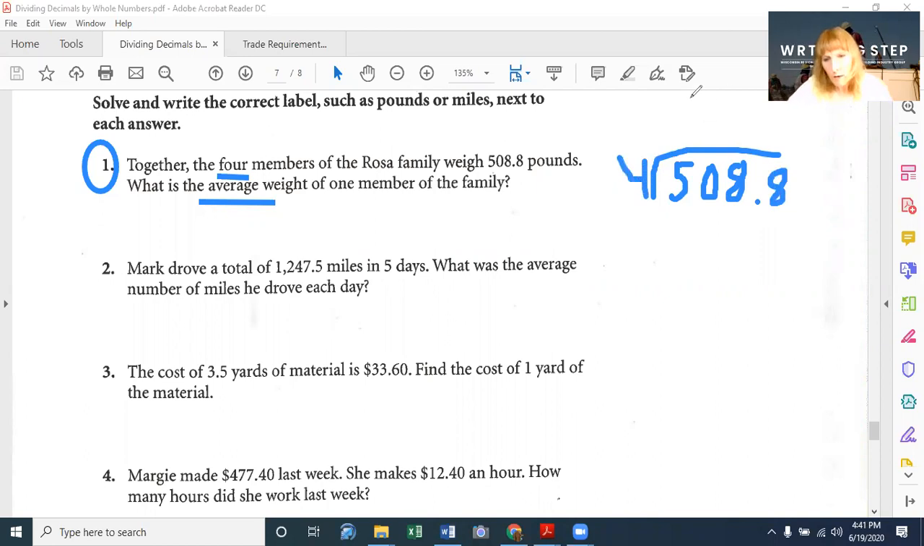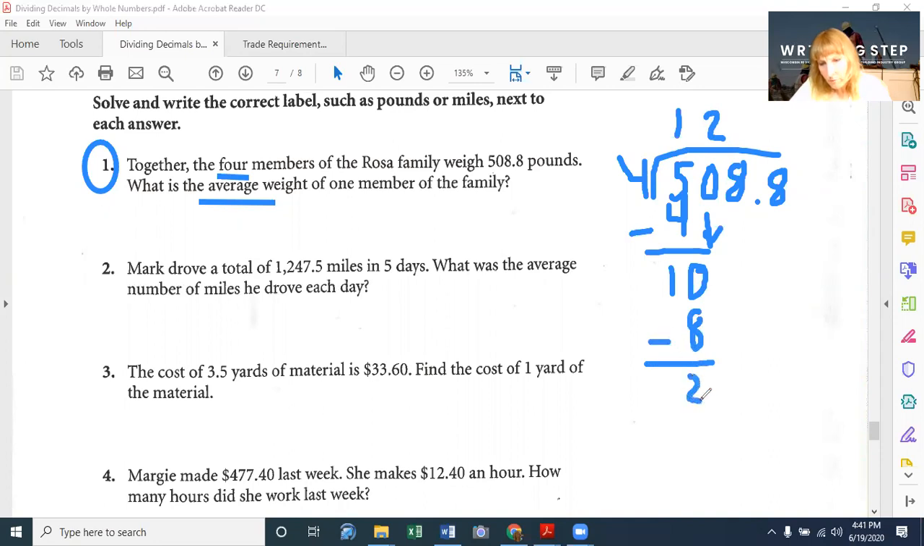So 4 will go into 5 one time. 4 times 1 is 4. 5 minus 4 is 1. Bring down the 0. By the time you're done with this package, you're going to be really good at division. 4 goes into the 10 twice. 2 times 4 is 8. 10 minus 8 is 2. And again, we have another number to bring down. We're going to bring down the 8. 4 goes into 28 7 times. 4 times 7 is 28. 28 minus 28 is 0.